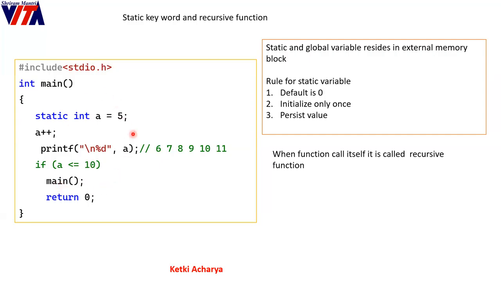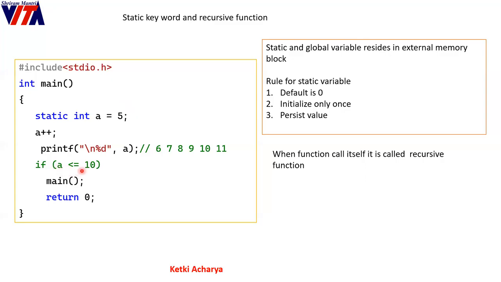So from here, your control goes to main. It is calling the main function again. Now what we discussed, it initializes only once, so this line will not be read when it calls the function again. Second rule, persist value. It means what is the last value of a? 6. So when I read a plus plus, it will be incremented from 6 to 7. So it will print 7.